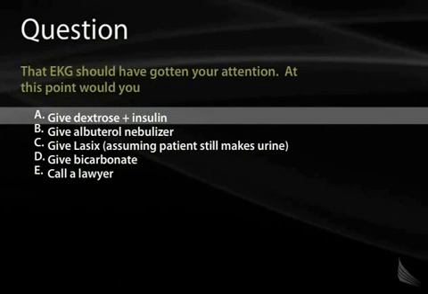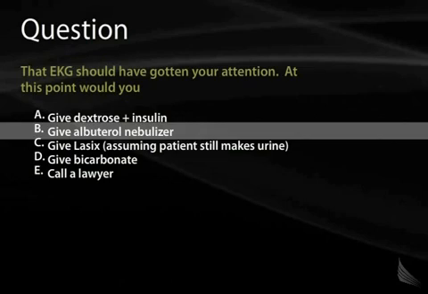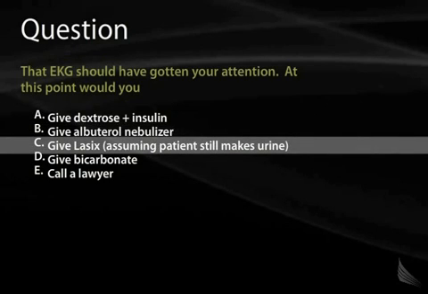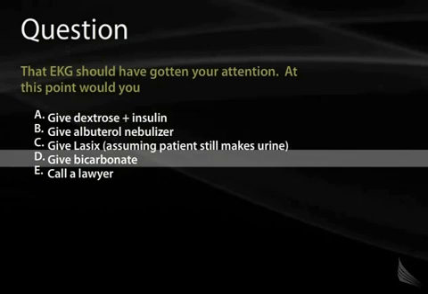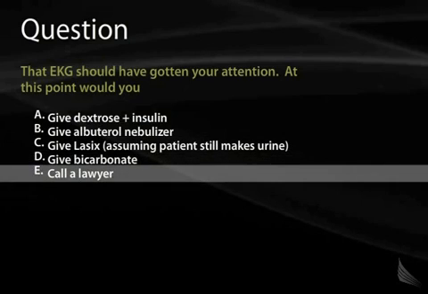A, give dextrose plus insulin. B, give an albuterol nebulizer. C, give furosemide or Lasix, assuming the patient still makes urine. D, give bicarbonate. Or E, call a lawyer. The correct answer here will be to consider doing all of the above.